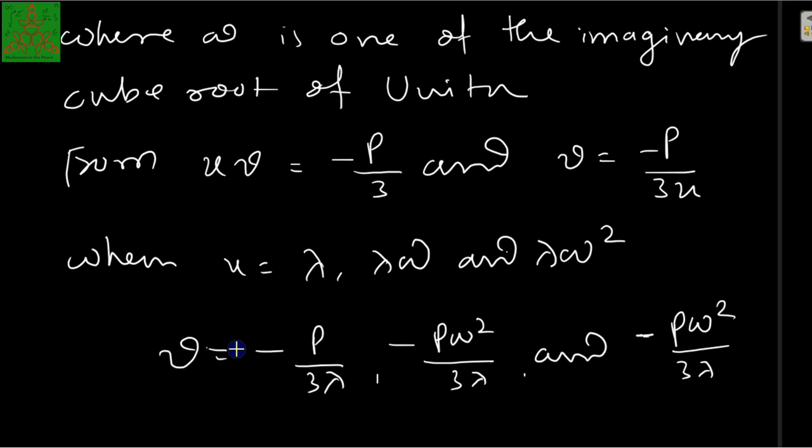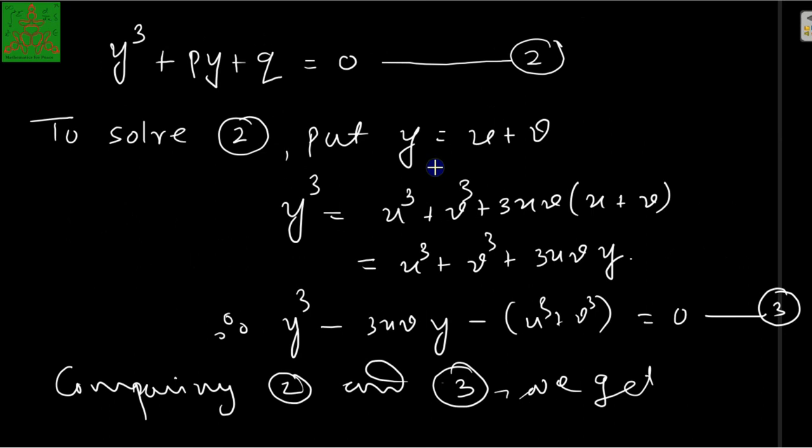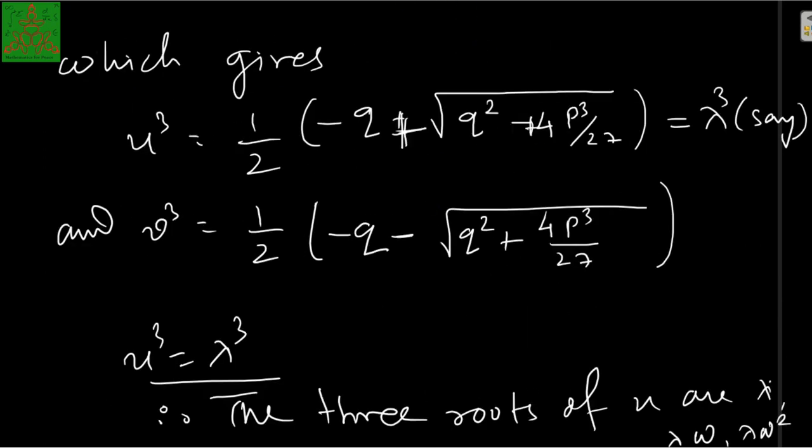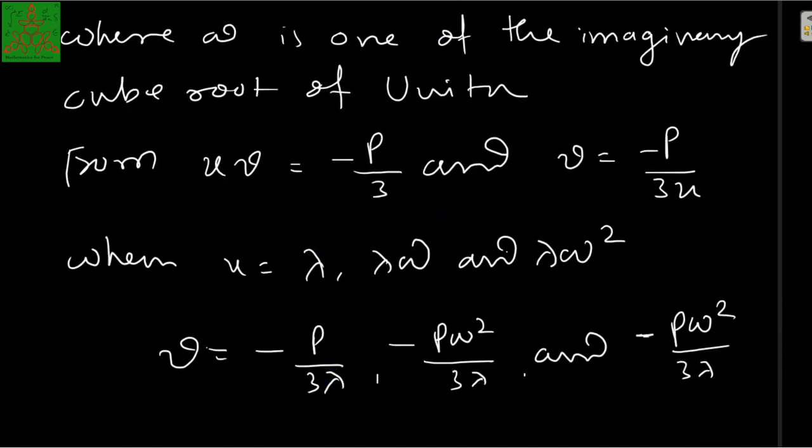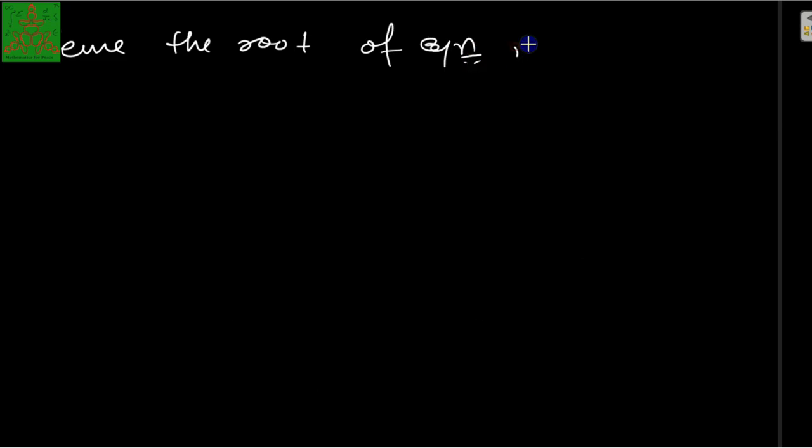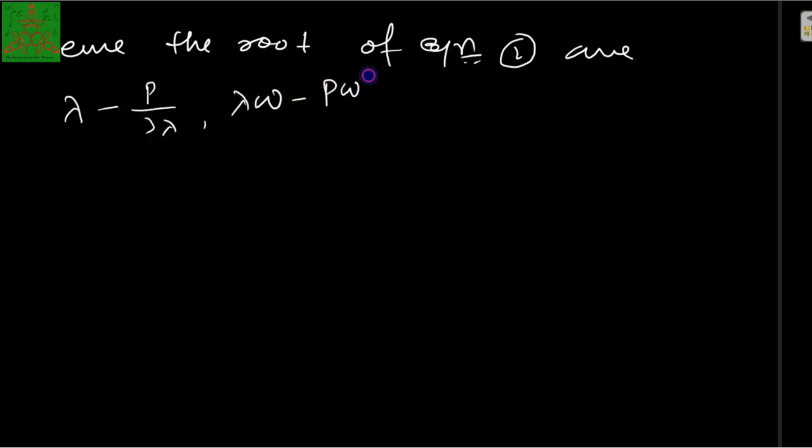From this u and v we will have the roots of equation 2, which we assumed as y equal to u plus v. So the root of equation 2 is u plus v, and we have calculated the values of both u and v. Hence the roots of equation 2 are u plus v, that is lambda minus p by 3 lambda, lambda omega minus p omega square by 3 lambda, and lambda omega square minus p omega by 3 lambda.